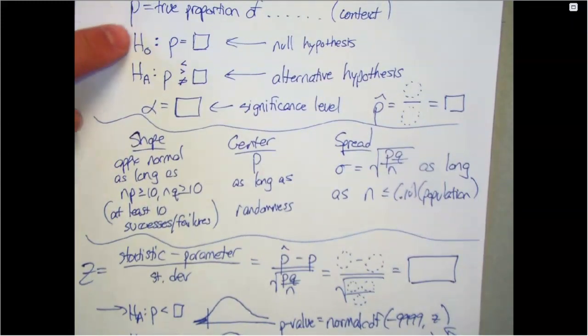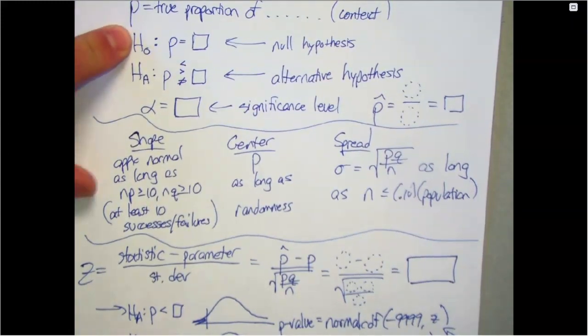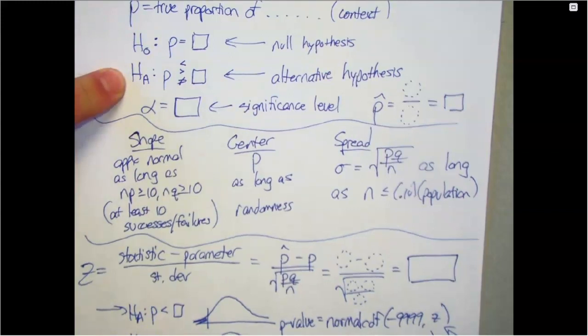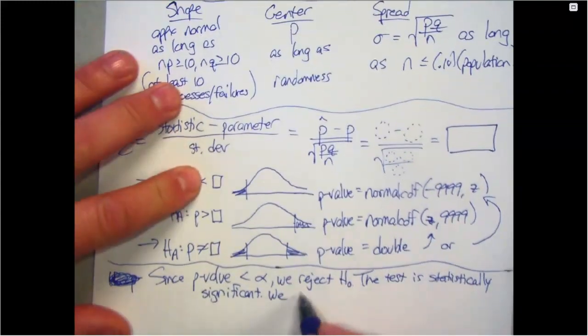If I rejected H naught, I'm doing it because I think HA is better, right? That's what I'm trying to get to. So we suspect HA is true. We didn't prove it. We're just pretty sure.